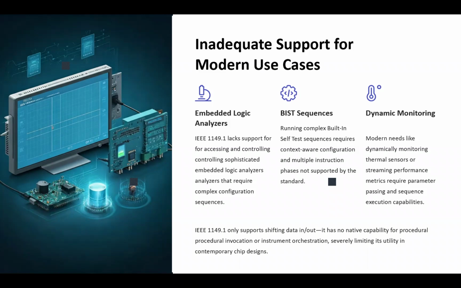Another fact is that dynamic monitoring, which modern technology needs, requires something like dynamically monitoring thermal sensors or streaming performance. That requires parameter passing and sequence execution capability. All of today's chips normally need to be continuously monitored. That monitoring involves passing live parameters and repeatedly executing procedures, which IEEE 1149 part 1 can't do.